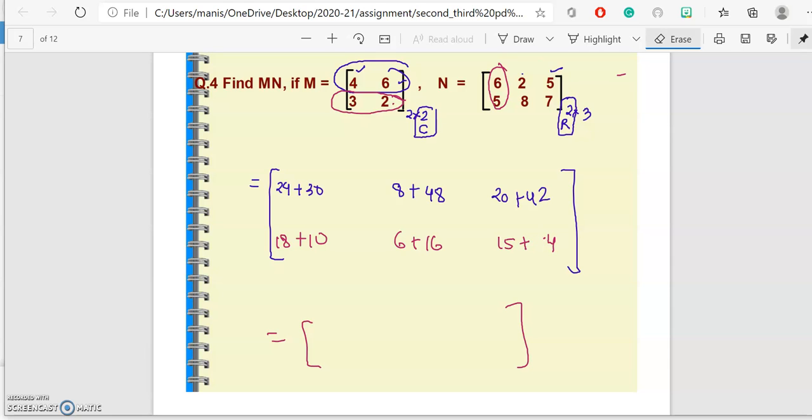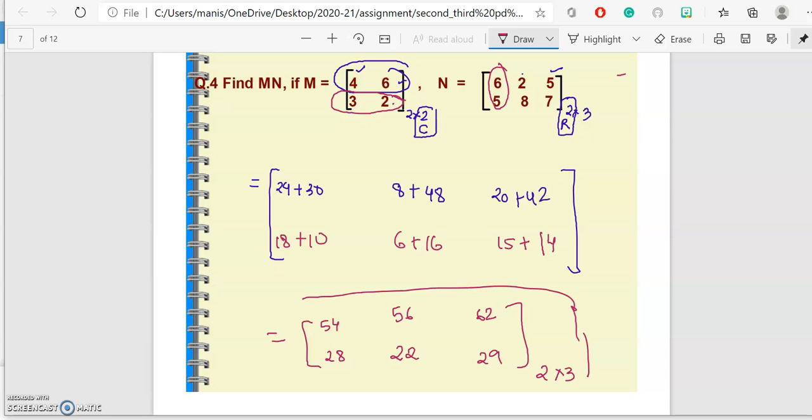Okay, now since I have done this part, only thing left over is what? I have to use my calculator to add or subtract. It's simple, very easy. 24 plus 30 gives me 54. This gives me 28. This gives me 56. This gives me what? 22. This gives me 40, 62. This gives me 29. In the order of this matrix, I have 2 rows and 3 columns. This is my answer over here. Important thing to note over here is you have to perform this test. Okay, always remember.